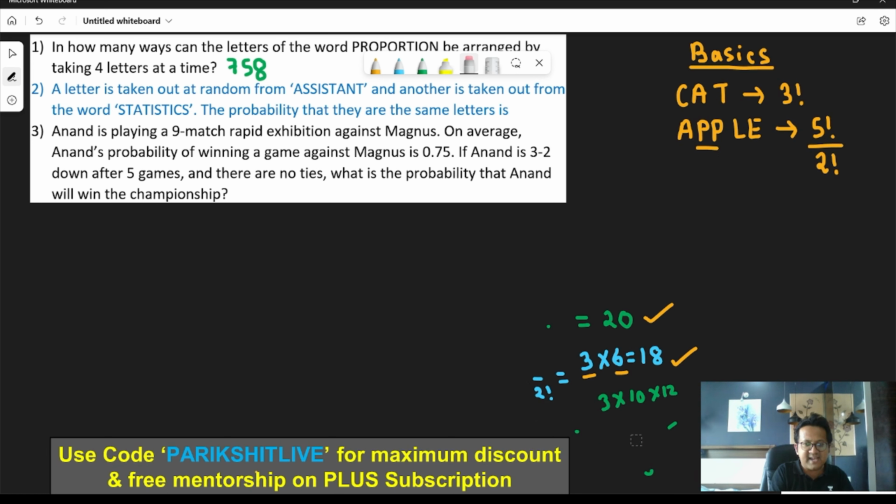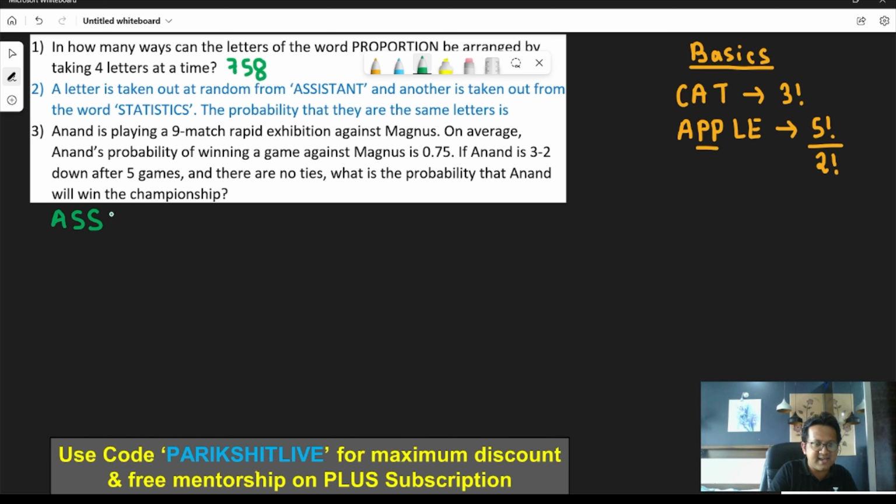A letter is taken out at random from assistant and another is taken out from statistics. The probability that they are the same letters is, okay, so there are 2 words given to you. You have the word assistant, and another word that is given to you is statistics, correct?